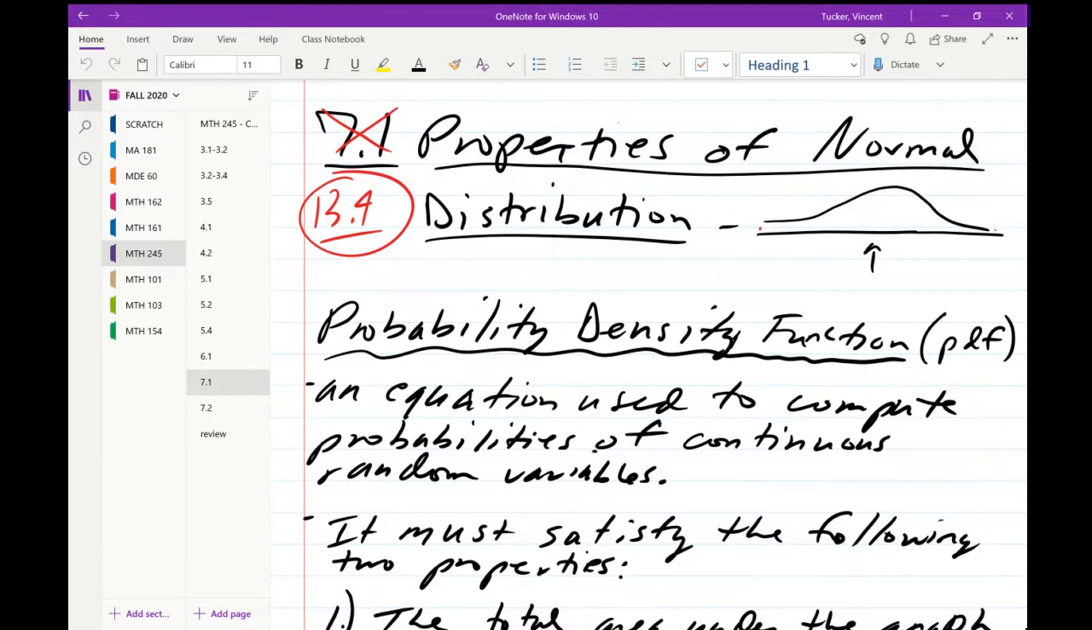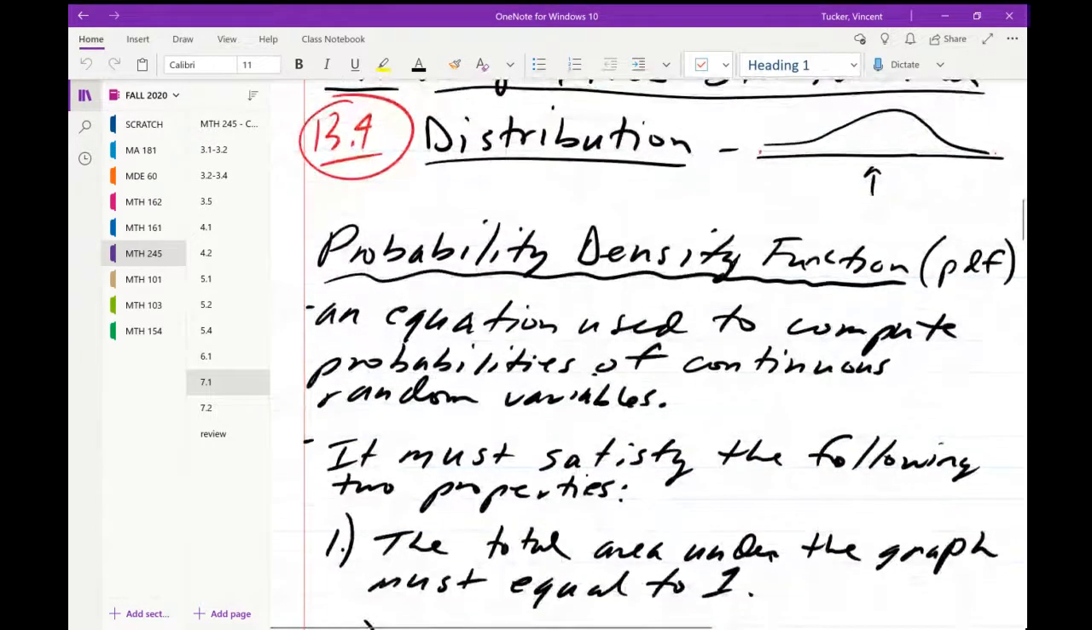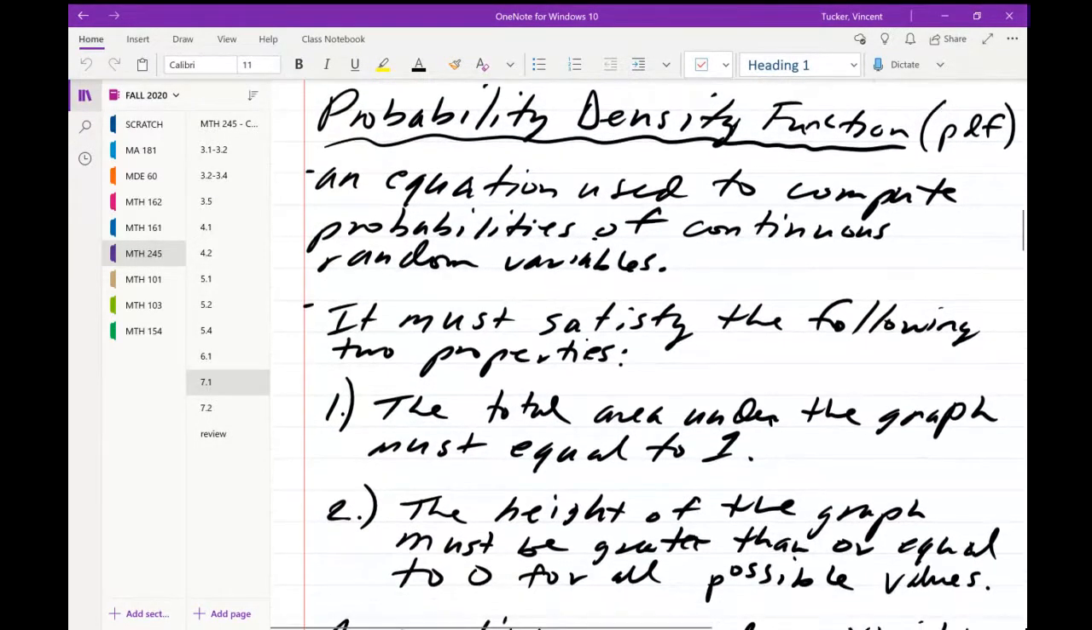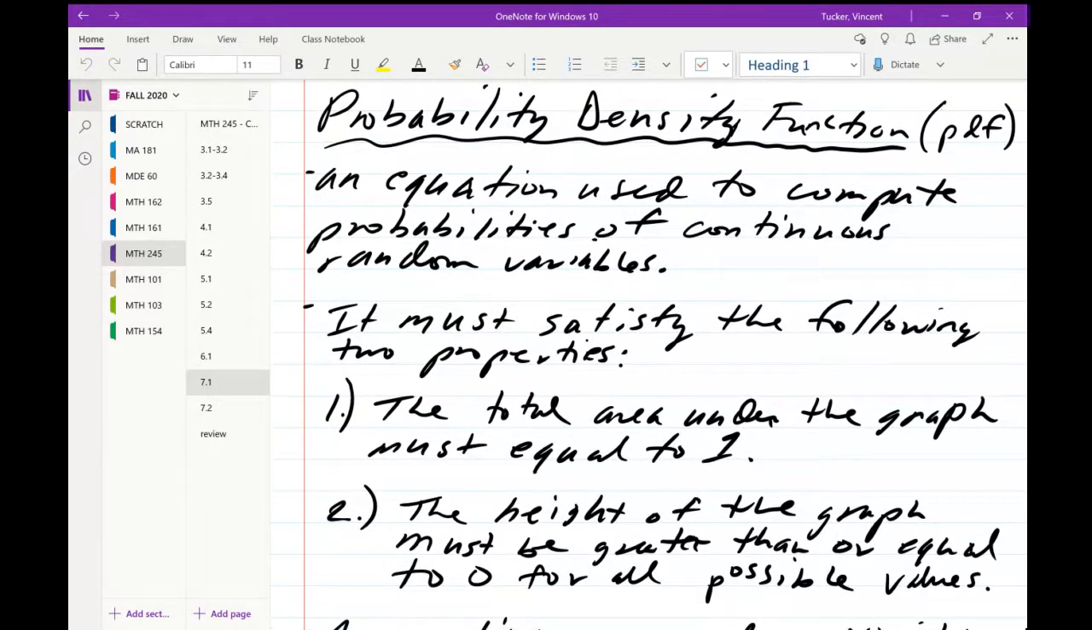Probability distribution function, sometimes called PDF, is an equation used to compute the probabilities of continuous random variables. It must satisfy the following two properties. The total area under the graph must equal 1. Make sure you hold on to that because we're going to use that key. The total area under the graph is equal to 1, and the height of the graph must be greater than or equal to 0 for all possible values.